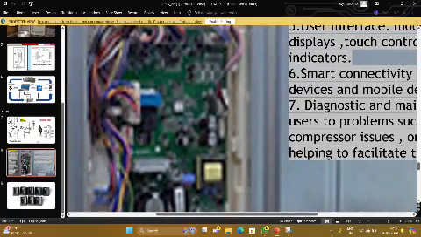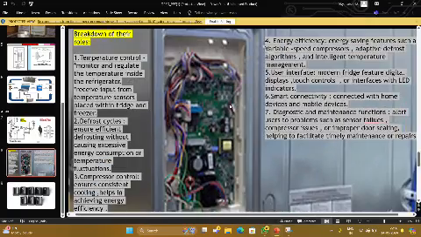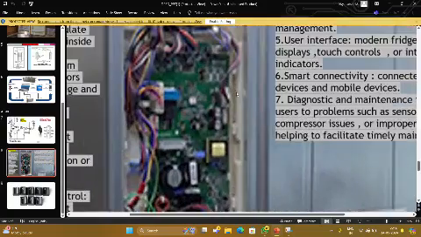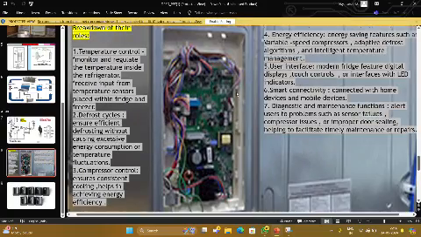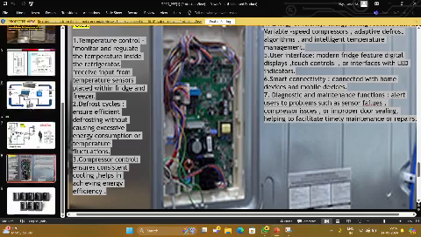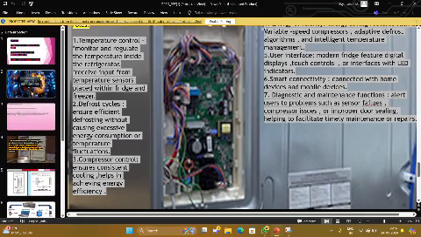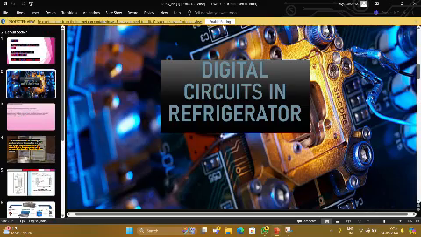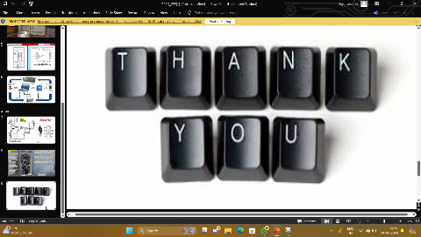As you see here, we have pin wires and certain integrated circuits, IC pinout, etc. So this is all about the digital circuits present in the refrigerator and how they help in the working of this refrigeration system. So that's all about the digital circuits in the refrigerator.